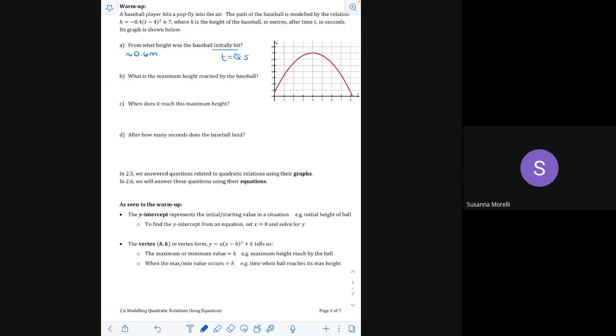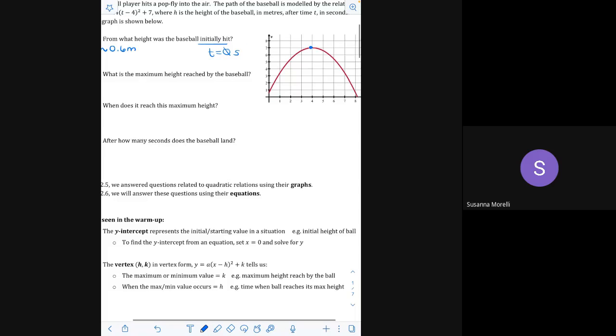Okay, what is the maximum height reached by the baseball? So here they want the maximum height. So the maximum height occurs at the vertex. Okay, so right there would be the maximum height. So it occurs at 4 seconds, and the maximum height would be 7. So that vertex there is (4, 7).